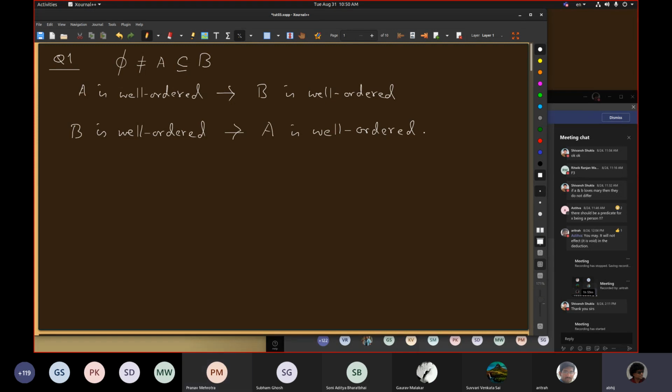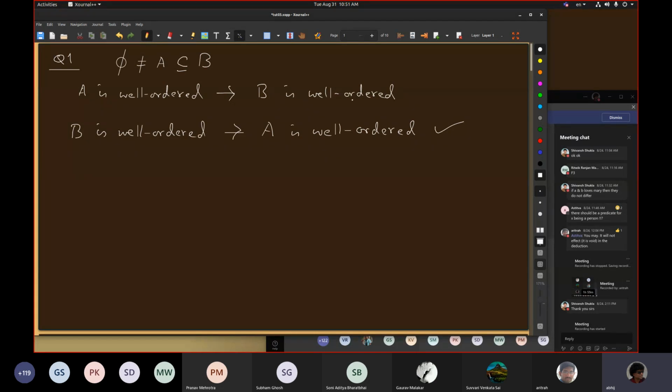The second one is correct. Why? Because if B is well ordered, then every non-empty subset of B has a minimum element, right? Yes, sir. But every non-empty subset of A is also a non-empty subset of B. Therefore, every non-empty subset of A also has a minimum element. Yes or no? So this is correct. Now what about the other one?